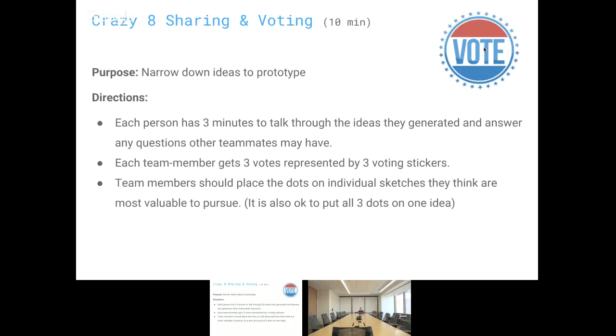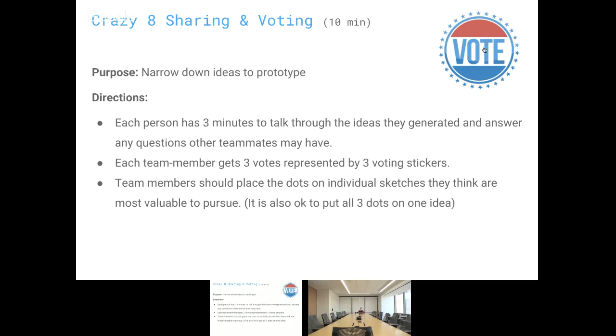The last piece is to share your Crazy 8 drawings and then vote on them. So the purpose here is to narrow down the ideas, and this is really where you're deciding what you're going to prototype for the rest of the day. So each person will have 3 minutes to talk through the ideas that they generated and answer any questions that their teammates have. After everyone has gone around and shared, each team member will get 3 votes, represented by, again, 3 of those sticky dot voting circles.